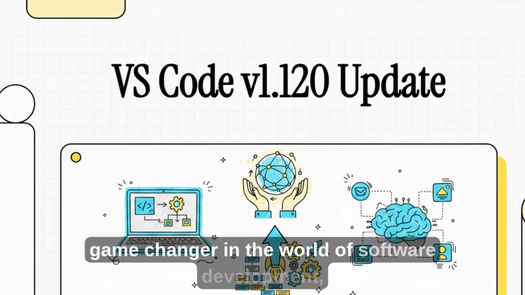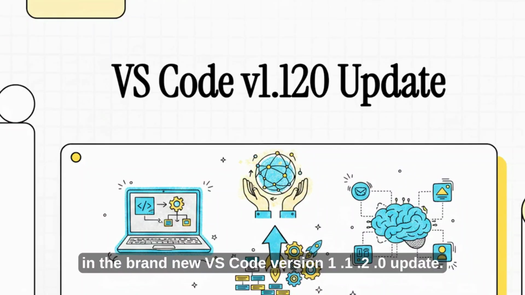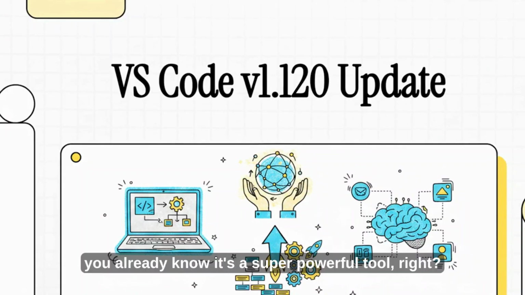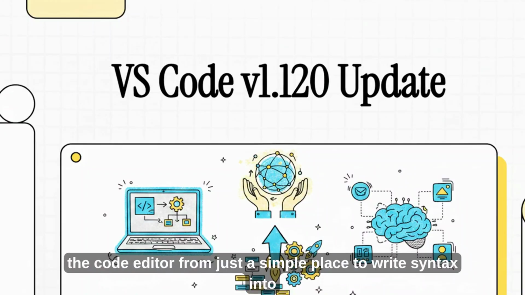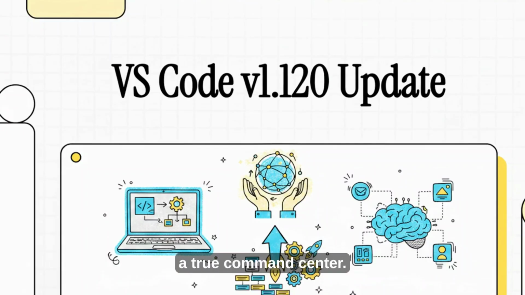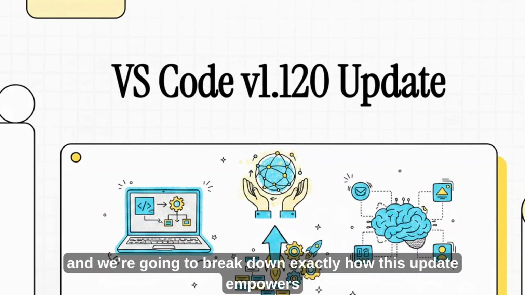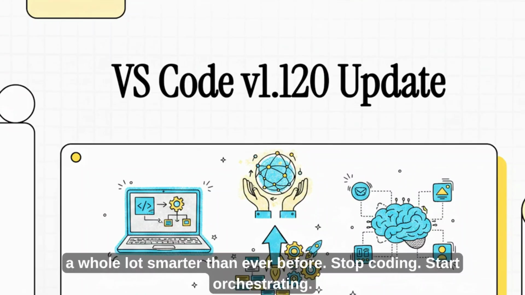Game changer in the world of software development: the rise of the orchestrator in the brand new VS Code version 1.120 update. Now, if you use VS Code, you already know it's a super powerful tool, right? But what we're looking at today completely transforms the code editor from just a simple place to write syntax into a true command center. It's a total shift in how we interact with our development environment, and we're going to break down exactly how this update empowers you to build faster and, well, a whole lot smarter than ever before.